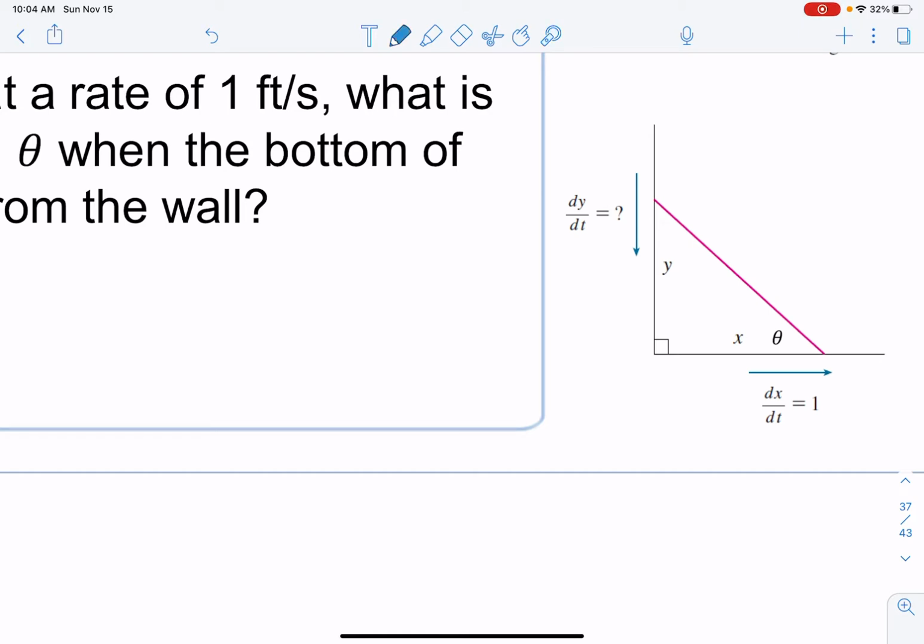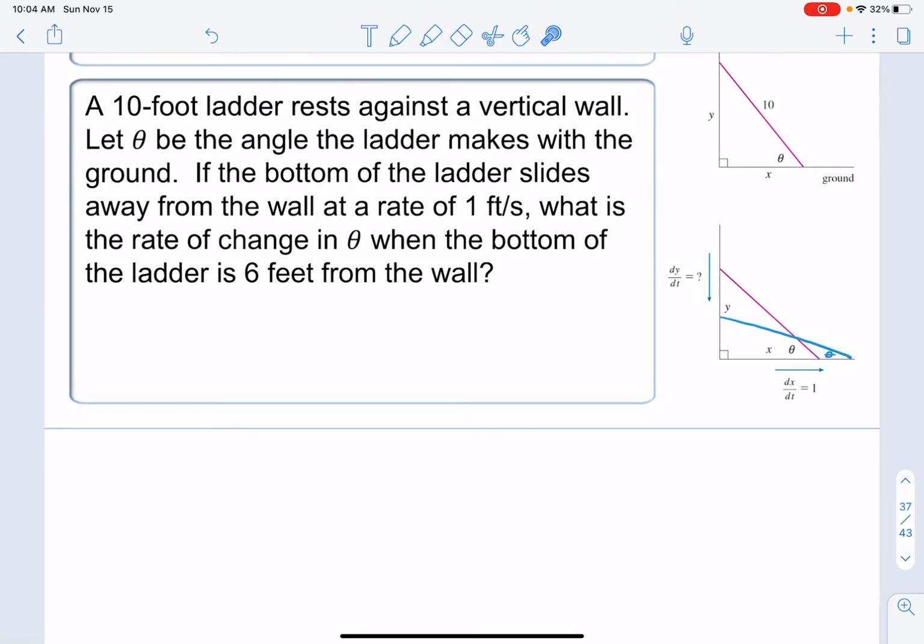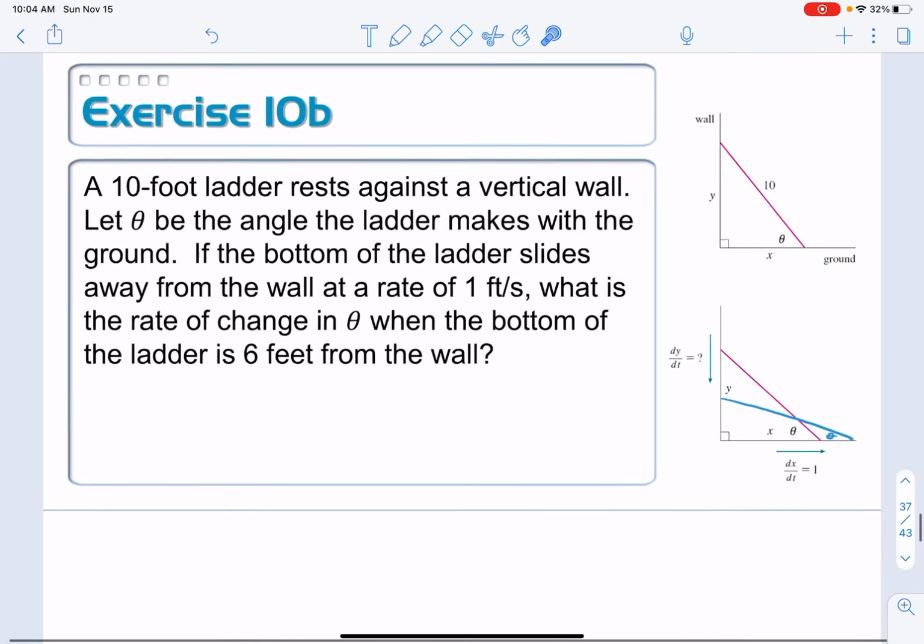Well, let me sketch another little picture in here, at some other instant when this thing slides down, and then here's our theta. So we can see that the theta that was here, the theta that's here, it's shrinking down, so it should be negative, right? Once the ladder is completely on the ground, after it has fallen all the way down, that theta is going to go to 0, right? So that again indicates that we should expect some sort of negative value when we're all done.